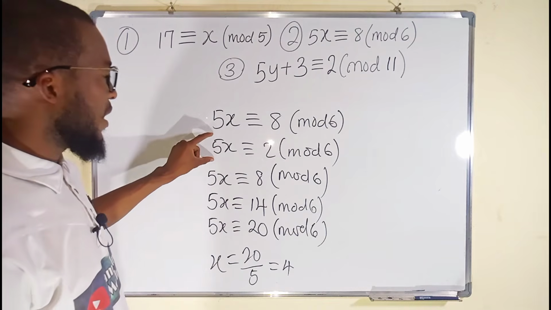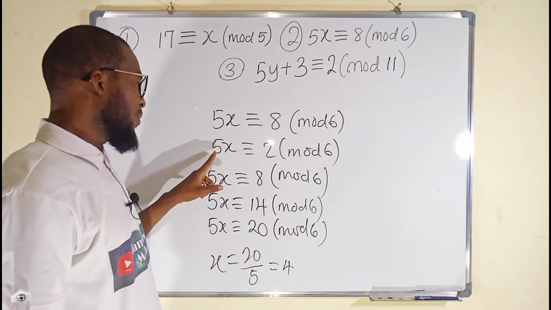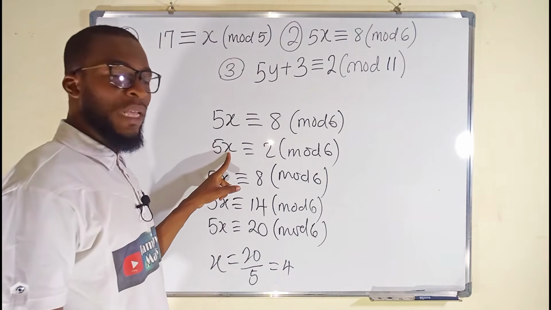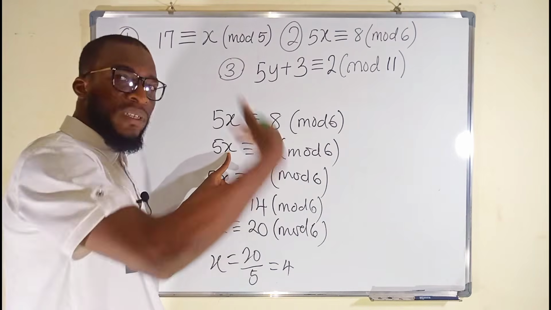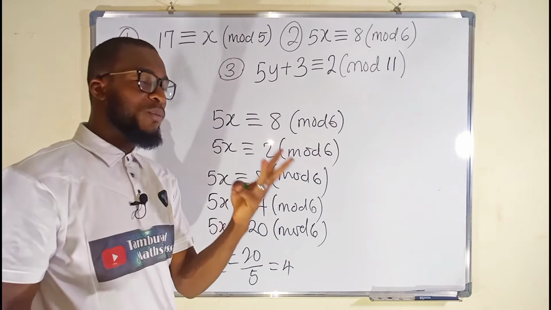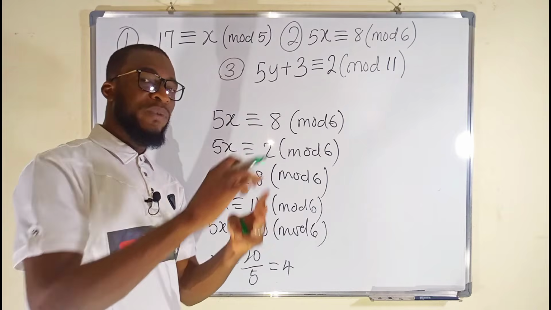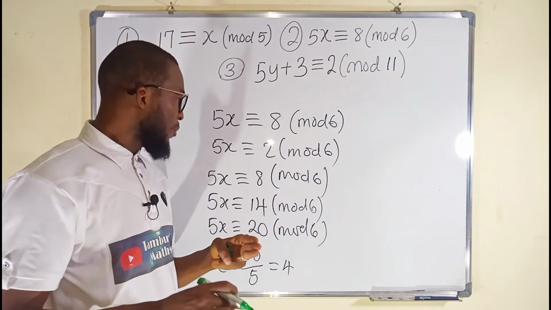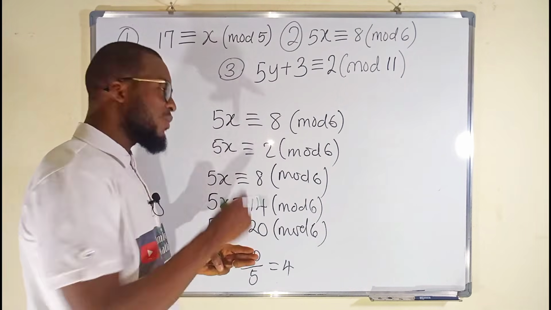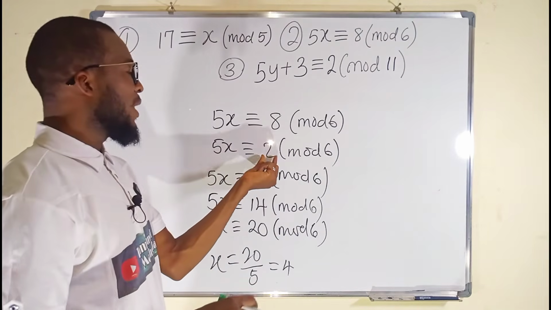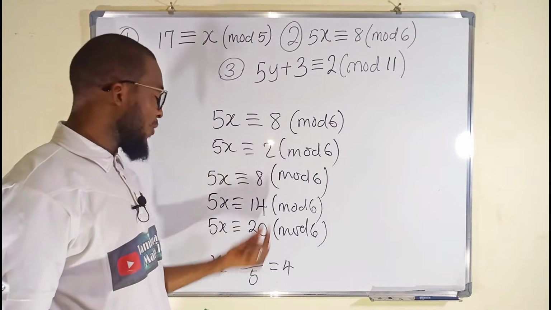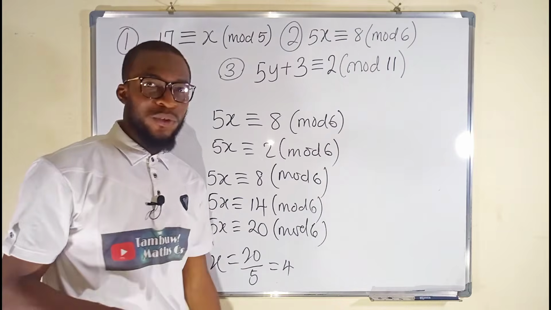And we can test it here. 5 times 4 is 20. And how many groups of 6 are present in 20? We have 3 groups because 6 plus 6, 12 plus 6 is 18. But 18 is 2 less than 20, so we have a remainder of 2, which satisfies the equation. Therefore, the value of x is equal to 4.